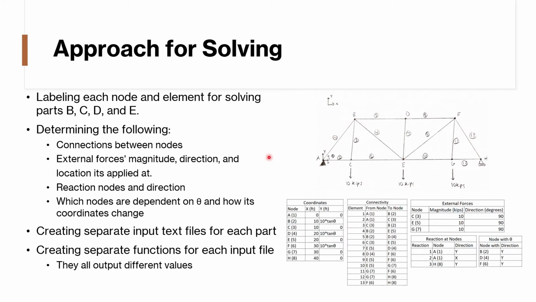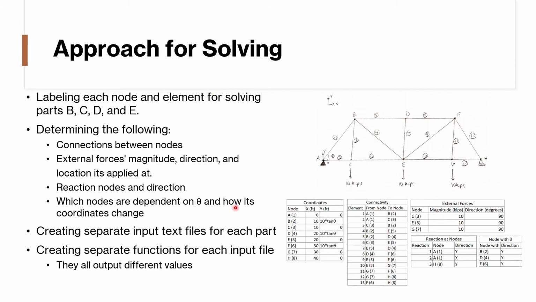Then we want to determine the magnitude, direction, and location of external forces. You can see that we have 3 external forces, all of which are 10 kilopounds in magnitude. One at node C, one at node E, and another one at node G. They all point in the negative y direction. Then we want to determine the reaction nodes and directions and which nodes depend on theta.